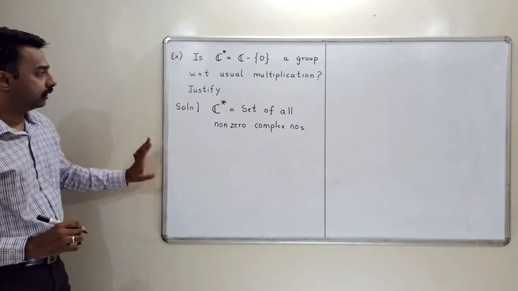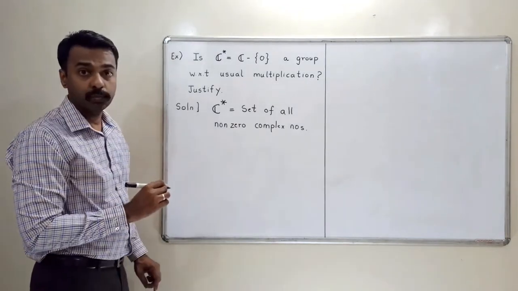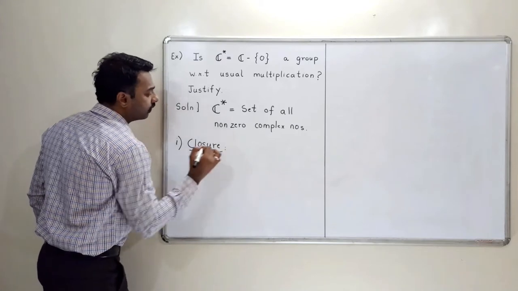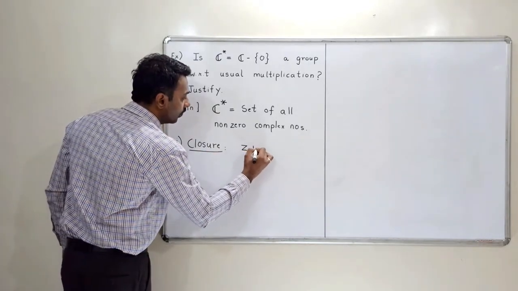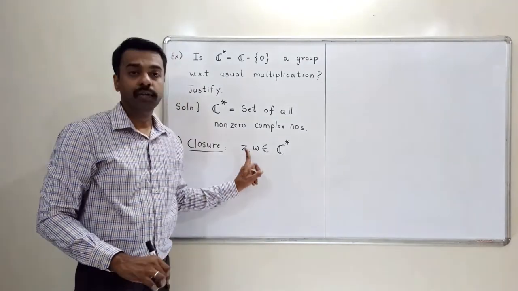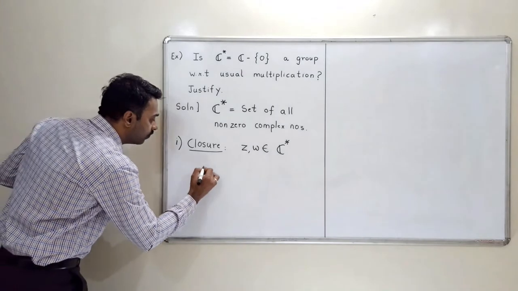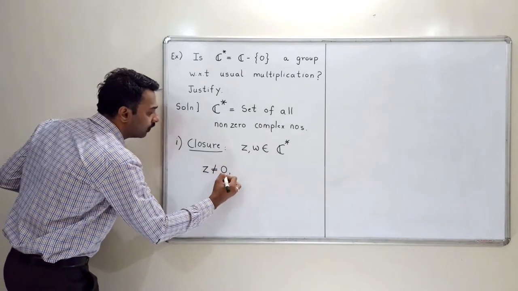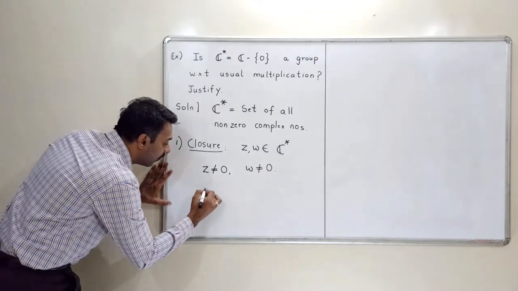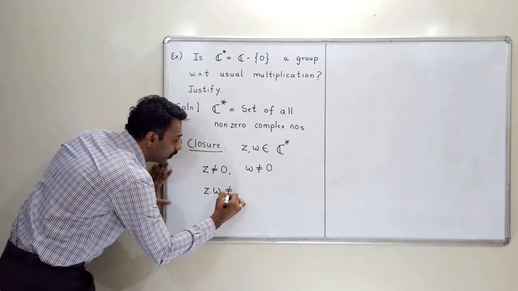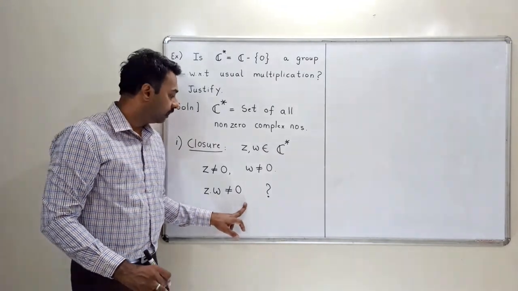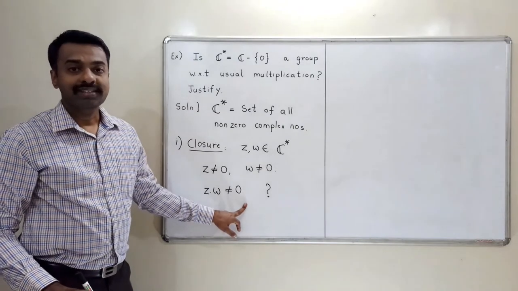Now for the first property that we need to check for a group, closure. So let me write closure. I will take two complex numbers Z and W, which are in C star, and I have to check what happens to the multiplication of Z and W. If I take Z into W, Z is a non-zero complex number, W is also a non-zero complex number. Can I assure that Z dot W is also a non-zero complex number? If so, this means that Z into W will go in C star.